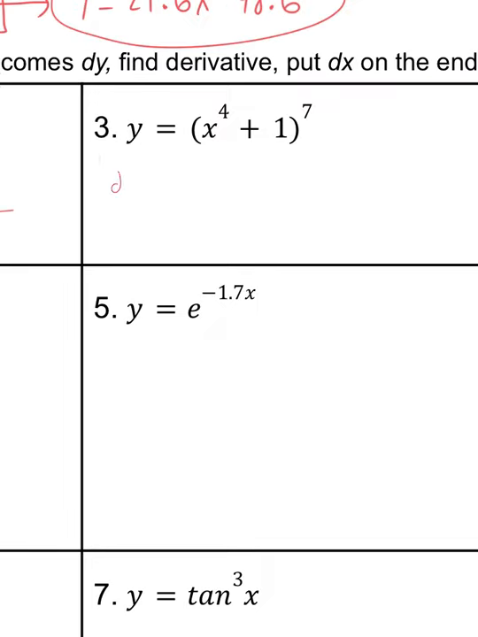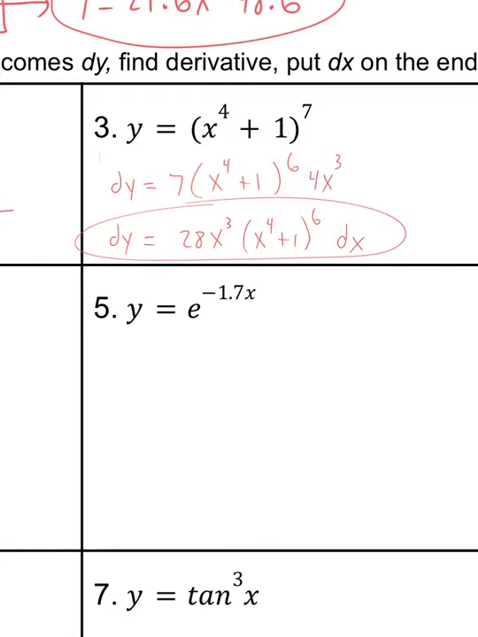Number 3, let's use the shortcut. y becomes dy. We take the derivative. This is going to be a chain rule. The outer function is something to the 7th, so the derivative of the outer is 7 times something to the 6th. The inner is x to the 4th plus 1, and the derivative of the inner is 4x to the 3rd. So we're going to simplify that. dy is equal to, I'm going to multiply the 7 and the 4. That's going to give me 28. Might as well put the x cubed right with it. And then x to the 4th plus 1 to the 6th, and I toss dx on the end. There is my differential. Done.